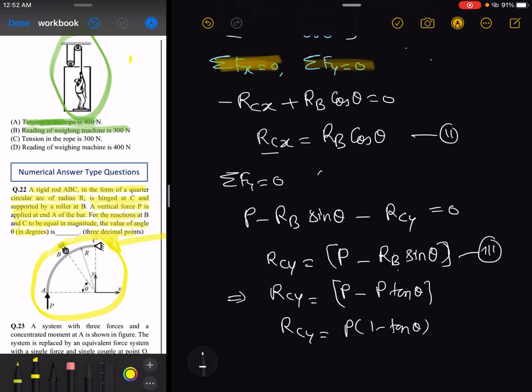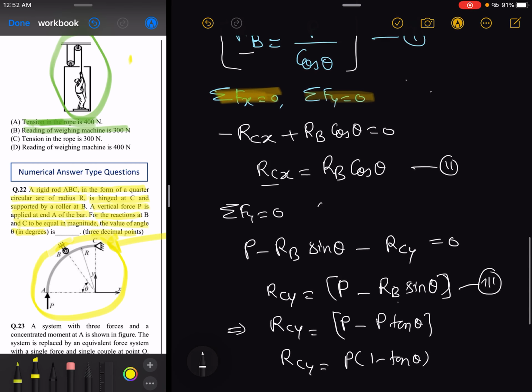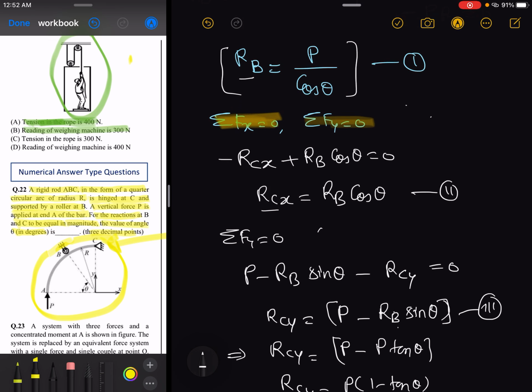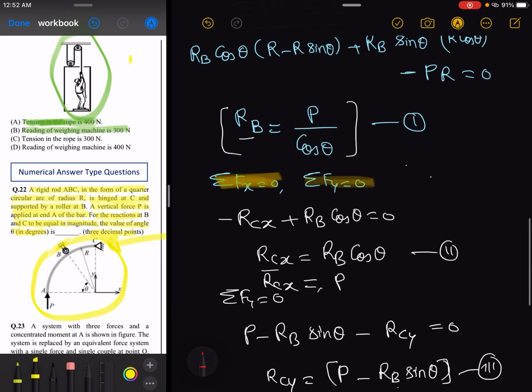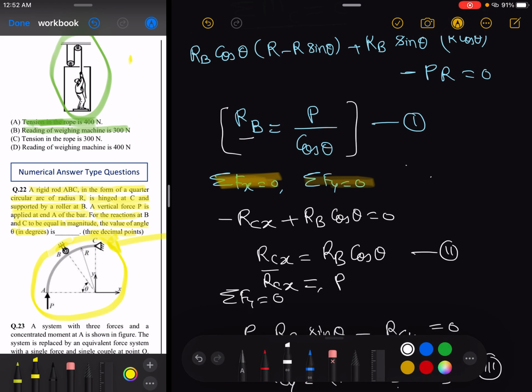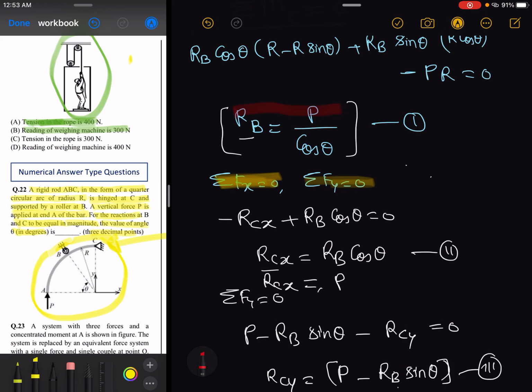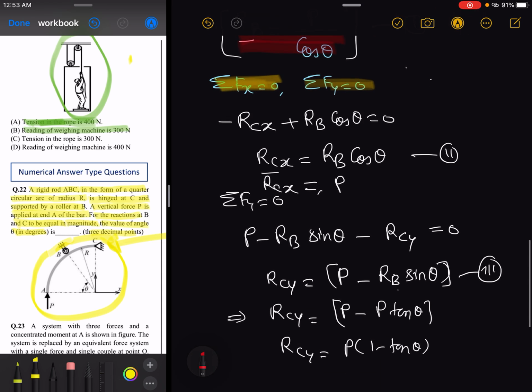Clear? Also, I am writing this RCX in terms of RB. Putting the value of RB as P upon cos theta, I am getting that RCX is equal to P. Clear? So the main equations which we are getting here are these: this RB equation is our concern, this equation is our concern, and this equation is our concern.